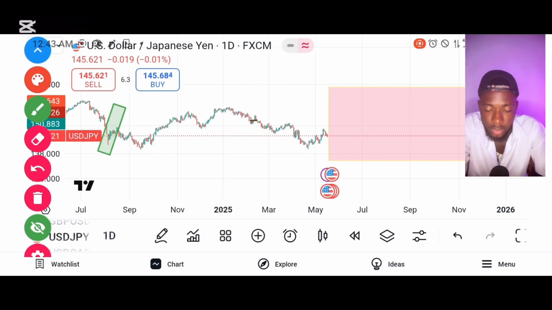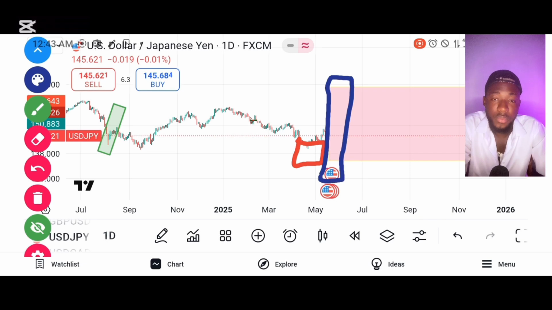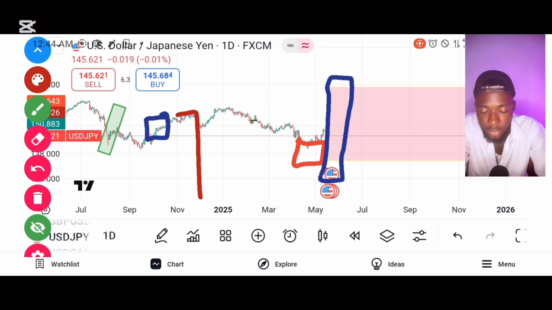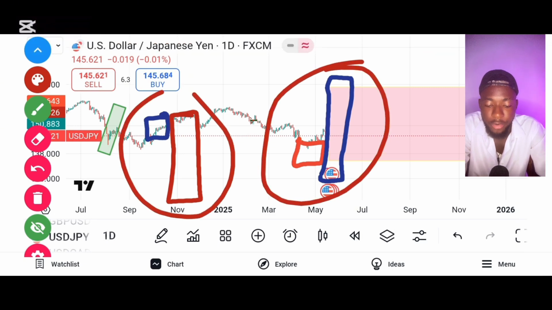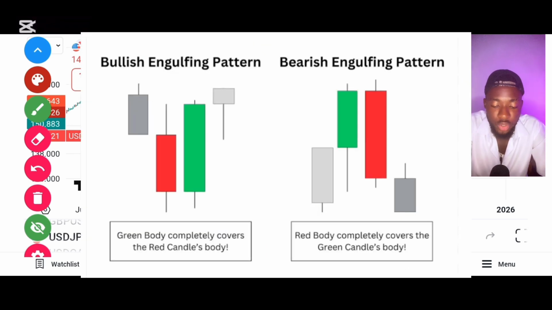So let me just draw it. Let me draw a bullish engulfing just to show you how it might look. A blue candle that covers the red candle. The bearish example is going to be like this. The red candle covers the blue candle. So this is a bullish engulfing, while this is a bearish engulfing. Now I'm going to put the real picture of it on the screen so you can see.